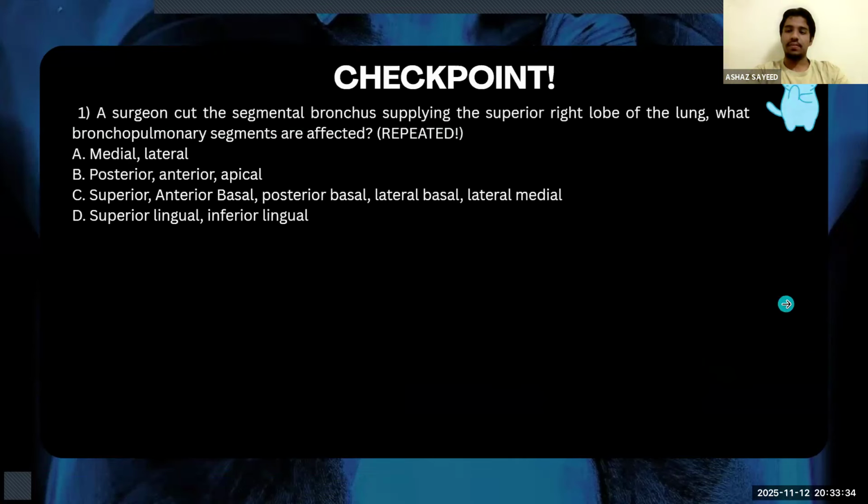So we're done with the first lecture. Let's see what you guys remember. Now this one is a tricky one. Let's see who gets it right. So a surgeon cuts the segmental bronchus supplying the superior right lobe of the lung. So which bronchopulmonary segments are affected?